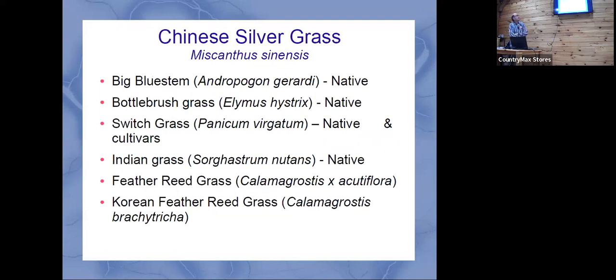Chinese silvergrass, Miscanthus, Morning Light was a really popular cultivar of this silvergrass. It was introduced from Asia in the 1940s. It's a very popular ornamental grass. It's probably not a problem here. It's definitely a problem on Long Island. It was escaping into the wild, spreading into ecosystems there, causing trouble.